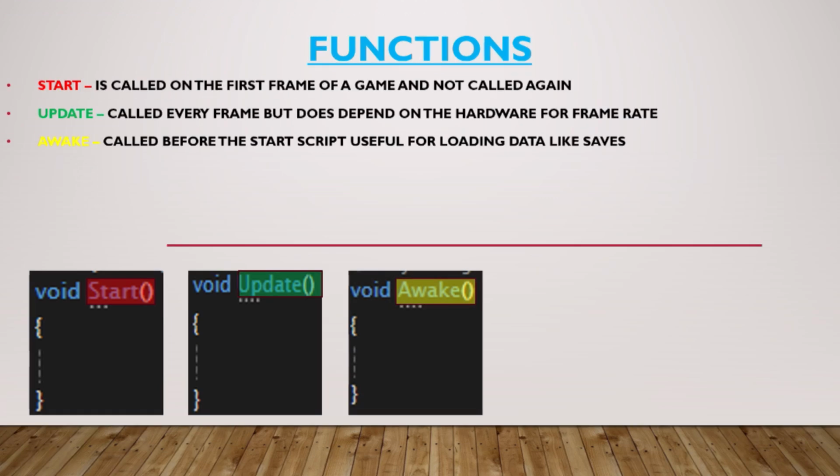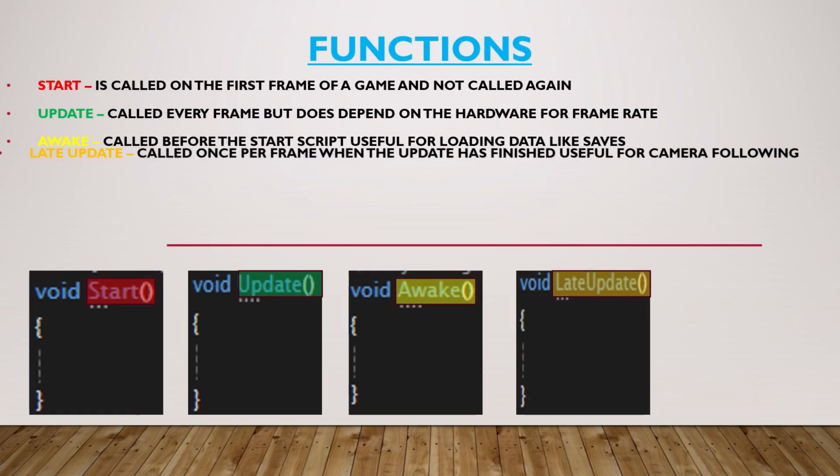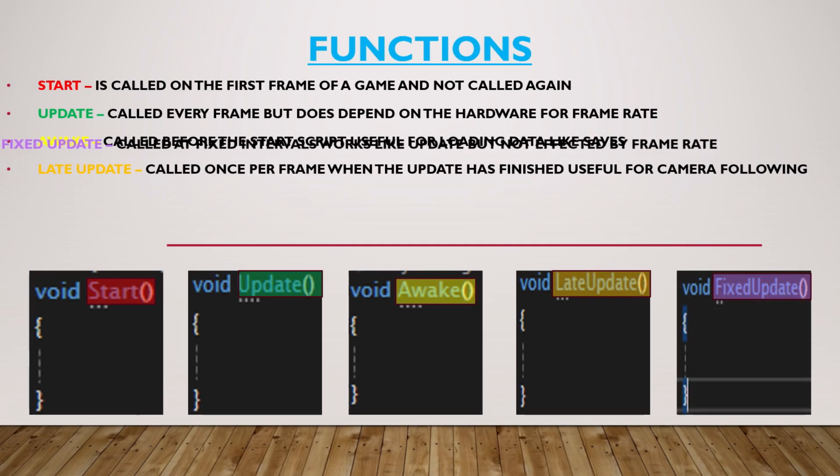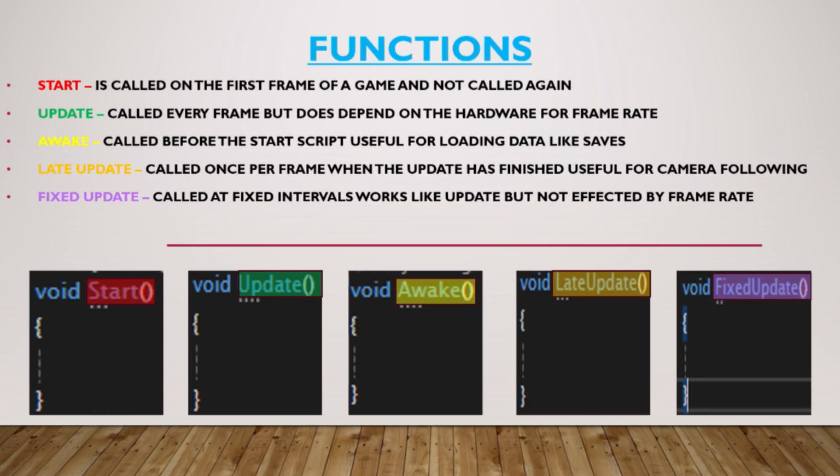Awake is called before the start script, ideal for loading data before other scripts run. Late update is called once per frame after update, basically at the end of each frame. Good for camera following and any physics-based things like that. Fixed update is called at a fixed interval, but does not get affected by the system's frame rate like update.